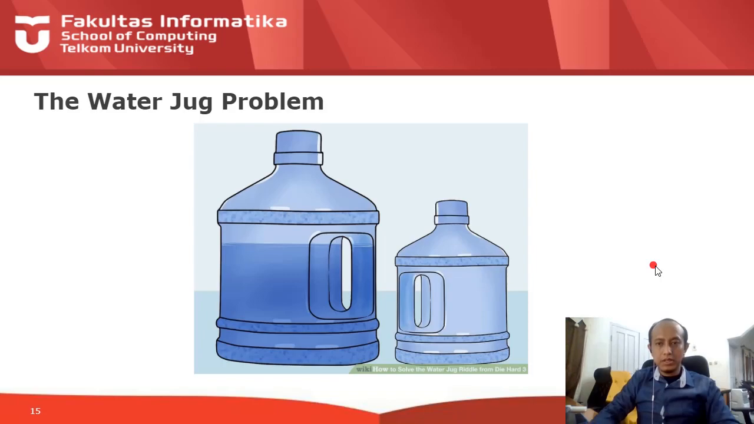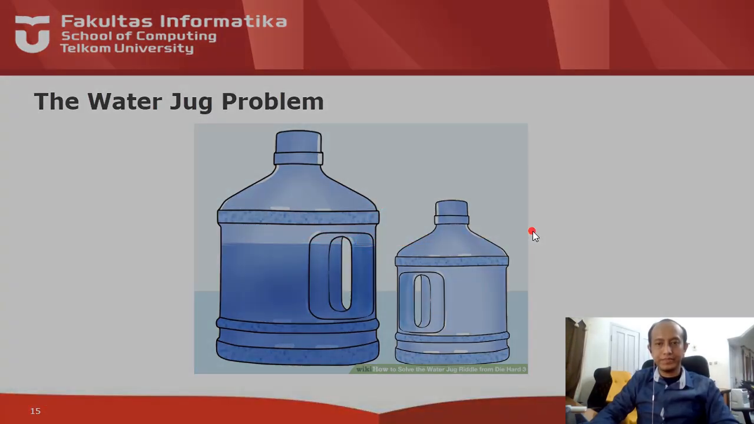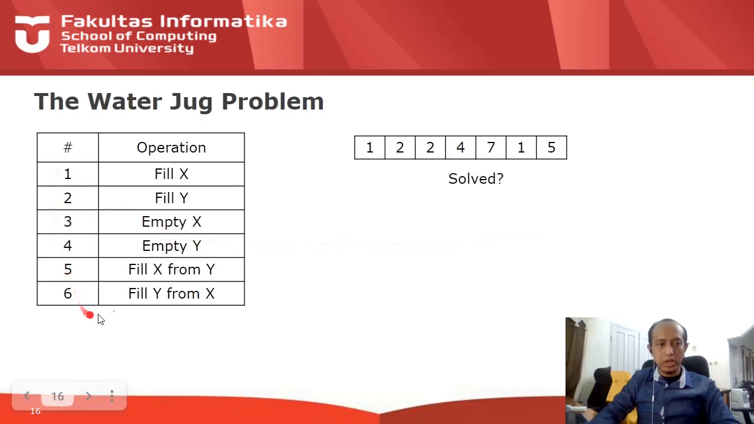The last example here is the water jug problem. We want to find operations so we can fill a jug with a specific volume of water. Assuming we have 6 operations, the solution will be an array of numbers, and each array element refers to the operation number. Given a solution, we can calculate whether doing these operations will solve the problem.